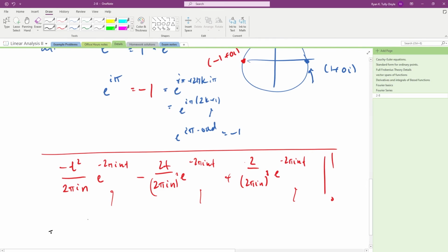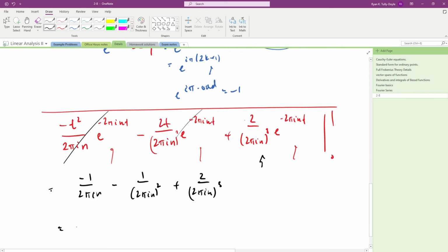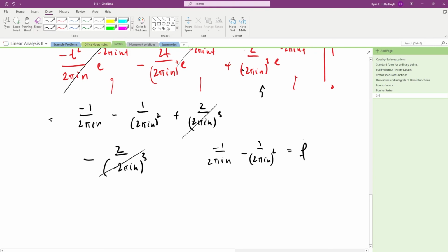So this is equal to -1/(2πin) minus 1/(2πin)² plus 2/(2πin)³. Now when you put in the 0, these terms are going to vanish, and so what you end up with is just this term left over. And so you have to subtract off 2/(-2πin)³. These terms are going to cancel because they have opposite signs. And when you're finished, what you end up with is a formula for the Fourier coefficients that looks like this.